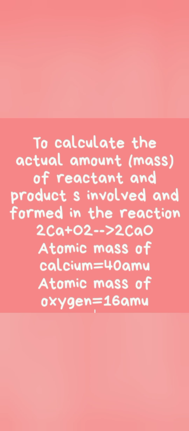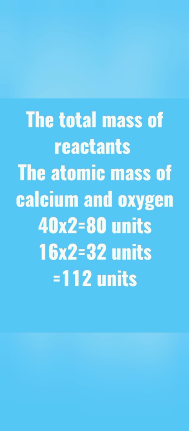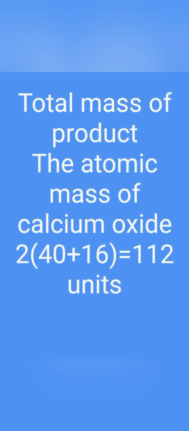Third, we can calculate the actual amount of reactants and products involved in the reaction. We know that the atomic mass of calcium is 40 mu and oxygen is 16 mu. So the total mass of calcium taking part in the chemical reaction is 2 into 40, which is equal to 80 units, and oxygen is 2 into 16, which is 32 units. So the total mass of reactants, calcium and oxygen, is 80 plus 32, which is 112 units. And the mass of calcium oxide formed is 40 plus 16, whole twice, which is equal to 112 units.